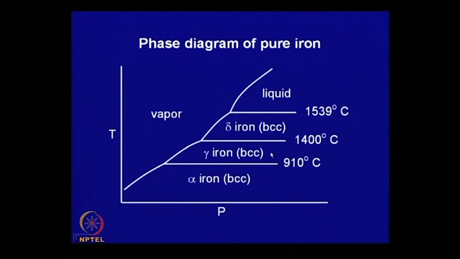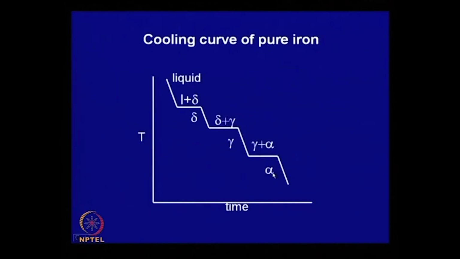But nevertheless, this volume change is very small. So, therefore, even if there is some definite finite slope, the slope will be very small. And from this it is easy to draw the cooling curve. The cooling curve will look like this.